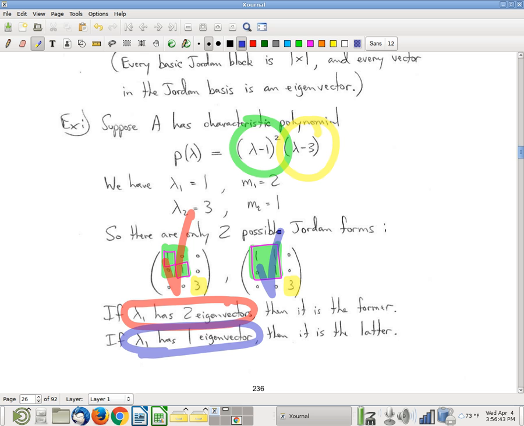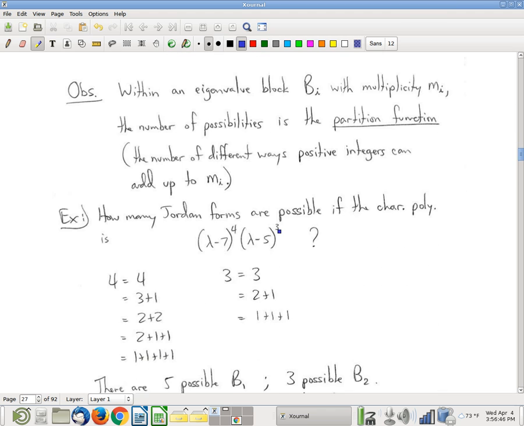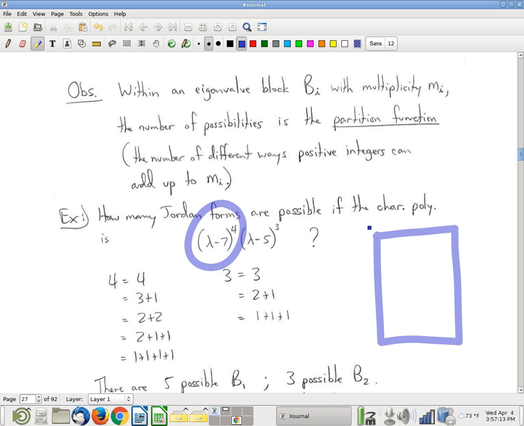Okay. All right. This next observation is just sort of taking what we did in the previous example to the next level. So suppose that your characteristic polynomial is that. How many different possible Jordan forms are there? There's quite a few. And we can enumerate those different possibilities. Let's think about this first factor. This says we've got a 4 by 4 eigenvalue block with eigenvalue 7. And inside of that 4 by 4 eigenvalue block, let's just think about what are the different possibilities, what are the different Jordan structures that there could be inside of here.